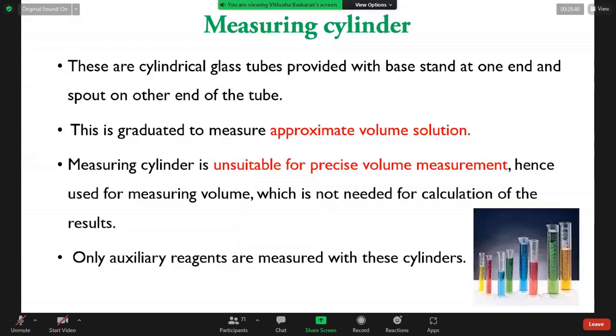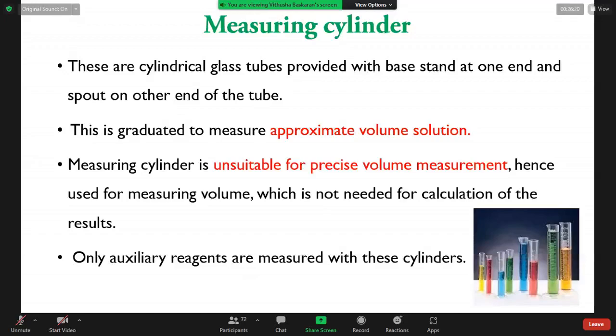Okay, then let's move into the measuring cylinder. So this is also one of the graduated apparatus, and this is used to measure the approximate volume of a solution. So using a measuring cylinder, we can't measure the accurate volume. We can only take the volume of the auxiliary reagents. That means that particular volume is not needed for any calculation works, because only approximate volumes can be measured using the measuring cylinder. So as with all the glassware, it is also a cylindrical glass tube.